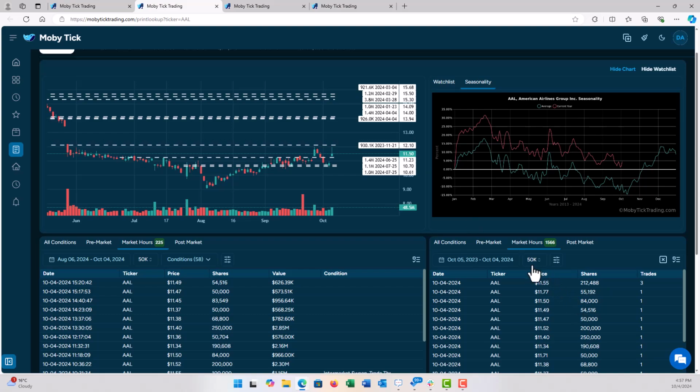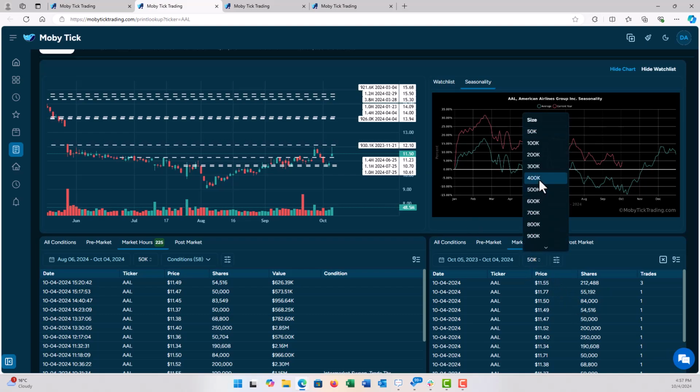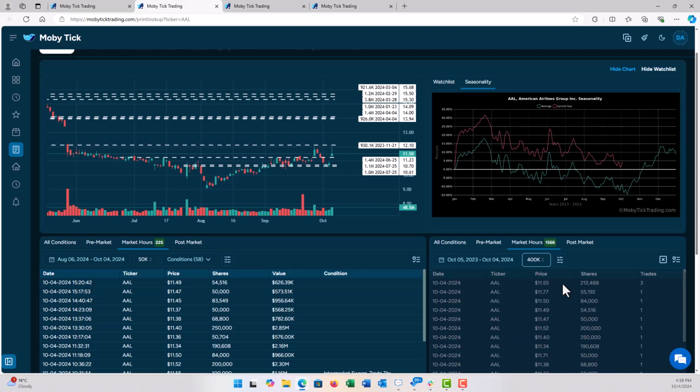So down here, I can change my setting to say 400,000. And this is market hours. And notice the chart didn't change, right? Because it's still the top 10 trades. Now, here we see that there were some yesterday on the 3rd and then September 17th. So these are large ones.